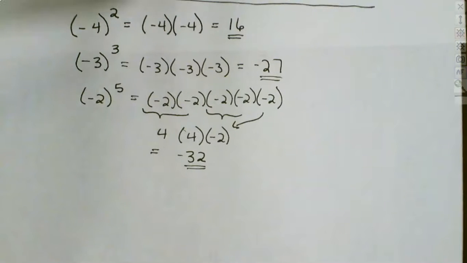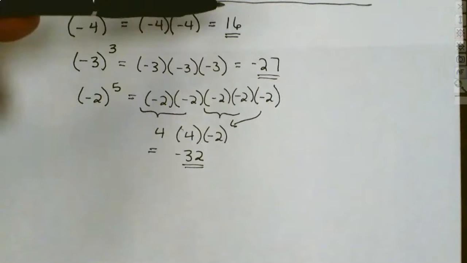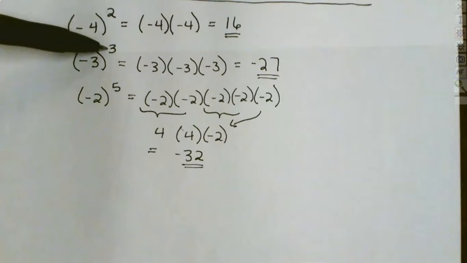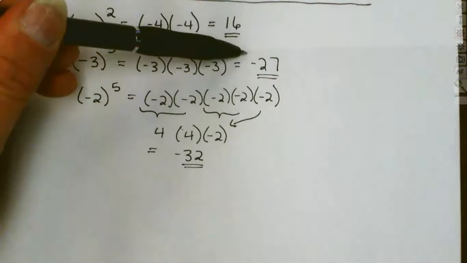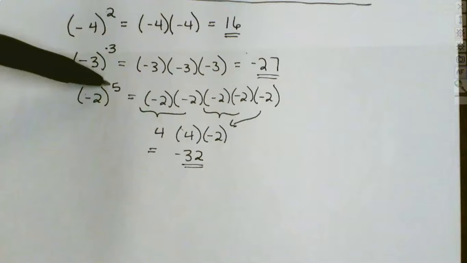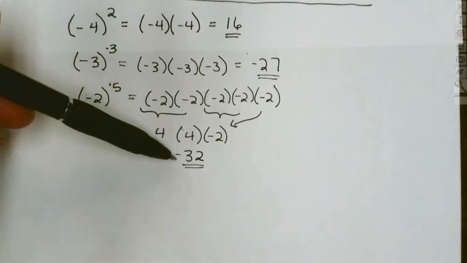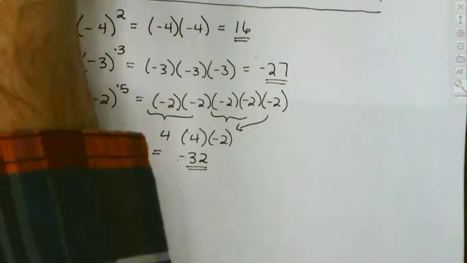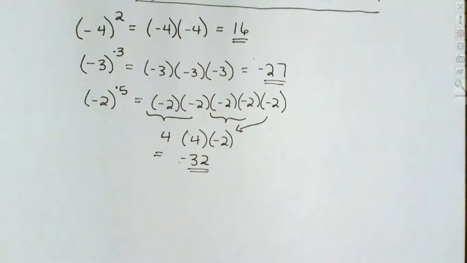Now let's look at our answers here. Negative 4 squared, that came out to be positive 16. 2 is an even number. Negative 3 cubed, 3 is an odd number, and it came out to be negative. Negative 2 to the fifth power, odd number, and it came out to be a negative 32. So we're now going to look at a general rule for these.